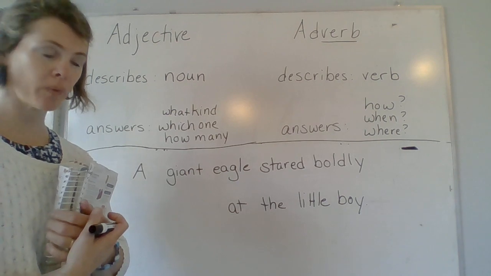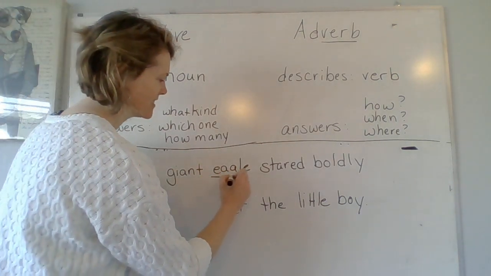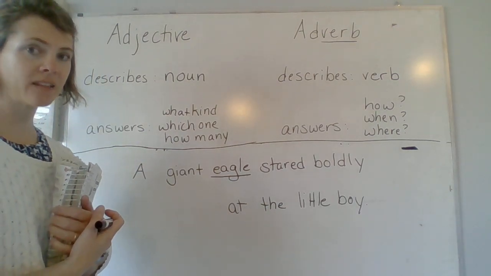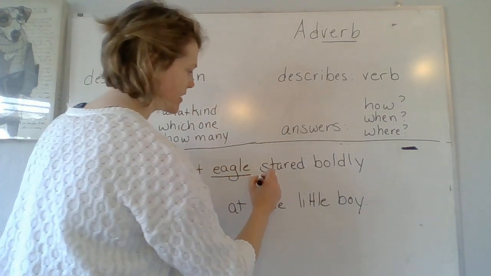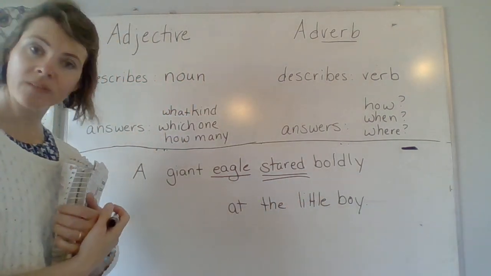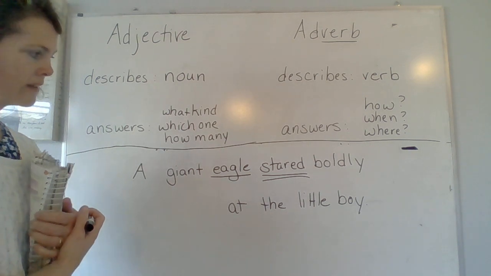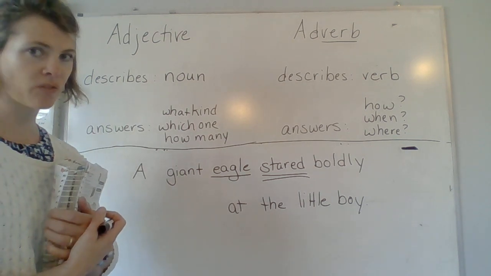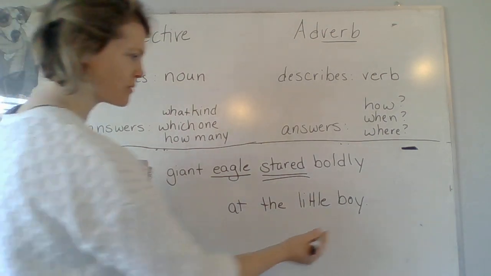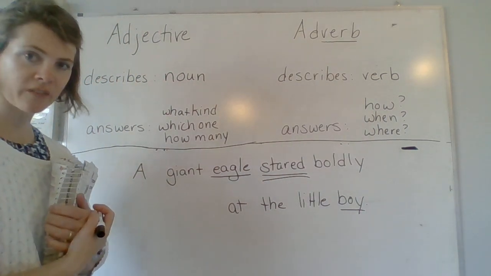Who stared boldly at the little boy? Eagle. What is being said about eagle? Eagle stared. So we have our subject and we have our verb. Let's see if there's any other nouns. A noun is a person, place, or thing. Are there any other persons, places, or things in this sentence? There's a boy. That's a person. And that's it. Those are all of our nouns.